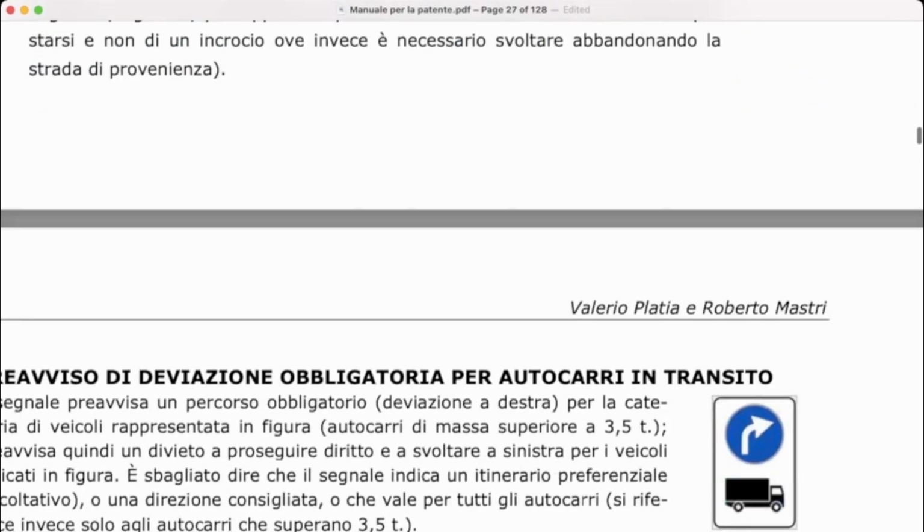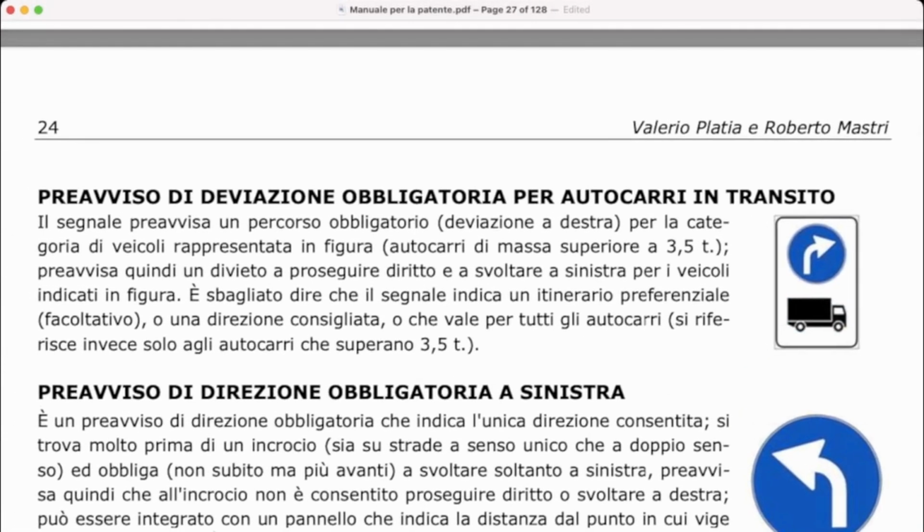Now let's look at one more other thing, which is preavviso di deviazione obbligatoria per autocarri in transito. So when we say per autocarri in transito, now here we are talking about un preavviso. In this same blue cartello we see, but you can see this big vehicle at the bottom. So it means that we are talking about this big vehicle. Okay, so we call them autocarri a massa complessiva superiore a 3,5 tonnellate. So they are autocarri, the articulated trucks that weigh more than 3.5 tons.